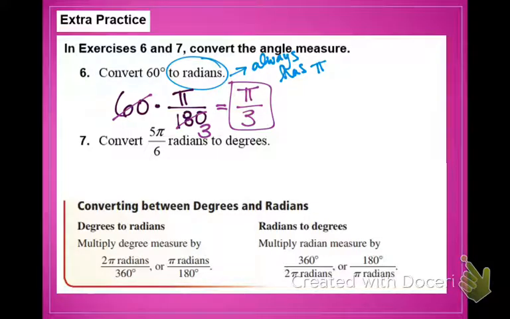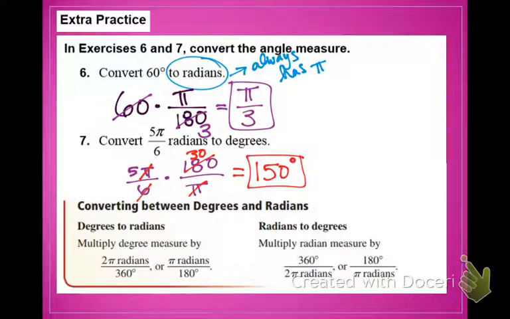The second, we have 5 pi over 6. We're converting into degrees. So do we want pi in the answer? No. So you're going to multiply by 180 over pi. This is so the pi's will cancel out. Is there anything else we can cross-cancel? 180 and 6. 6 goes into 180 30 times. 5 times 30 is 150. All right, that is the last portion of yesterday.